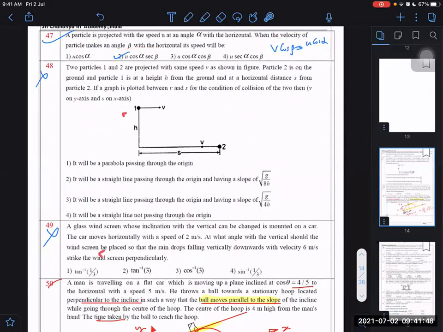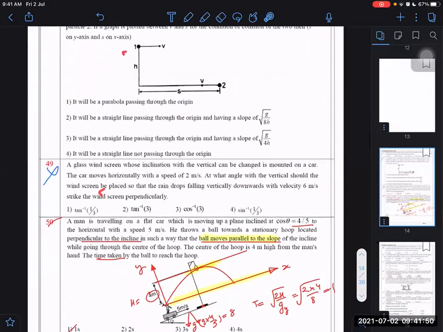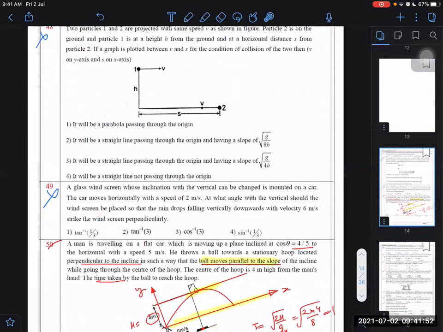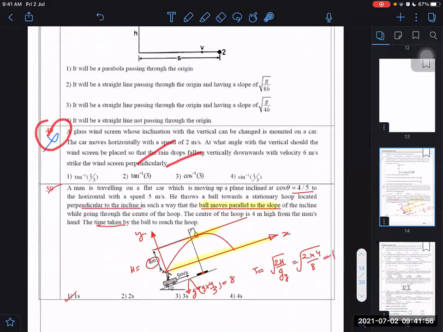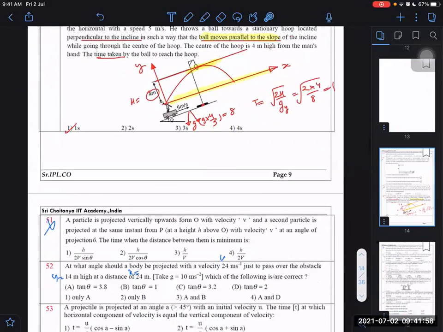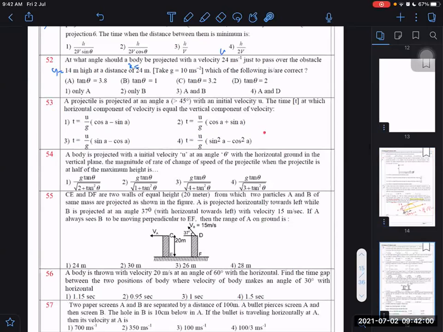48 and 49 are for next week only. Whenever there are questions of minimum distance, etc., that is for next week completely. 49 is also a proper relative motion question. We will do it next week only. I am taking those questions which are not of relative motion, which means we can do them by relative motion, but we can do them without relative motion also. Actually, those are typically discussed in the relative motion class.